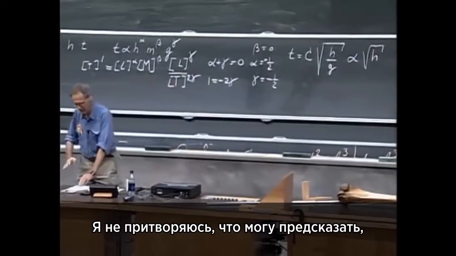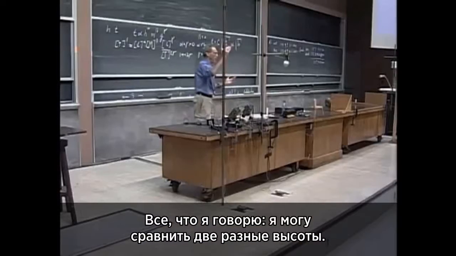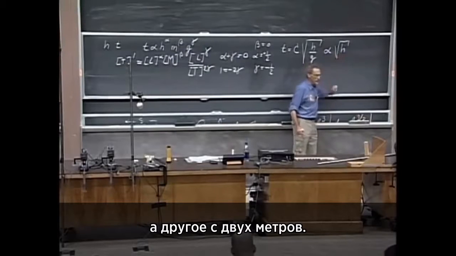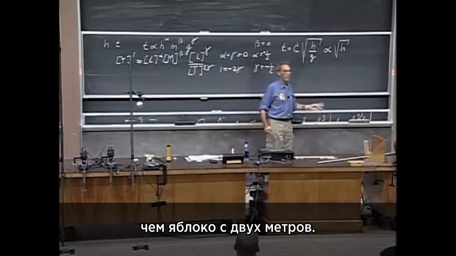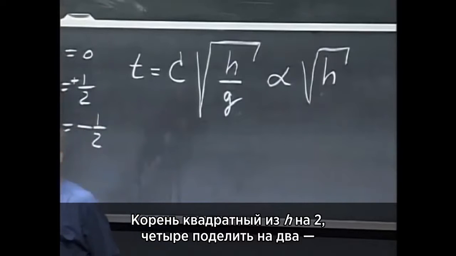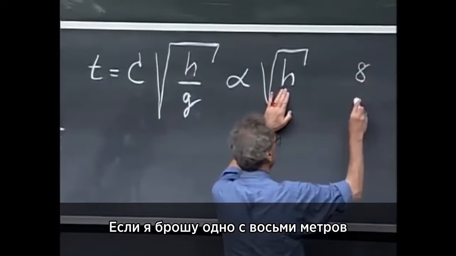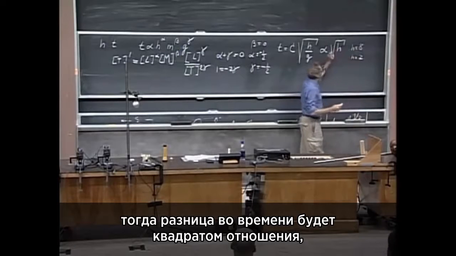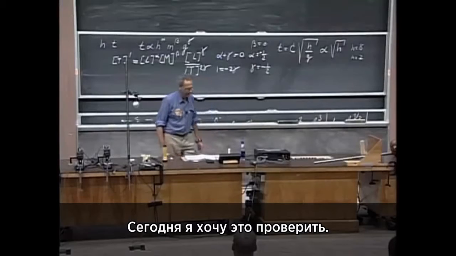I make no pretense that I can predict how long it will take for the apple to fall. All I'm saying is I can compare two different heights. I can drop an apple from 8 meters and another one from 2 meters, and the one from 8 meters will take 2 times longer than the one from 2 meters. The square root of 8 to 2, 4 over 2, will take 2 times longer, right? If I drop one from 8 meters and another from 2 meters, then the difference in time will be the square root of the ratio, that will be twice as long. And that I want to bring to a test today.